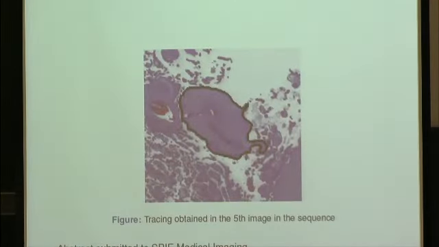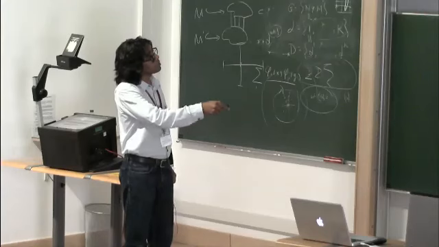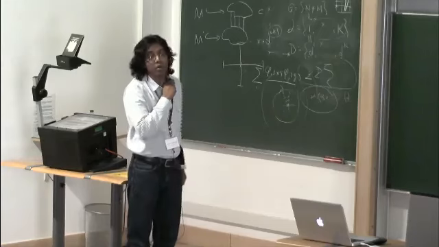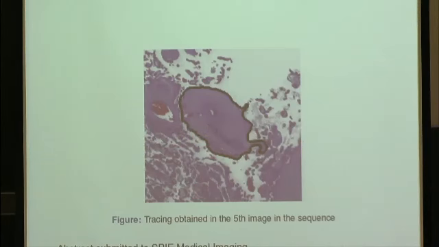The result is this. This is the fifth image in the sequence. So it works very well, even with the fact that here you have an image which is torn. So the tracing is satisfactory. It is submitted to SPIE Medical Imaging. Let's see what happens.